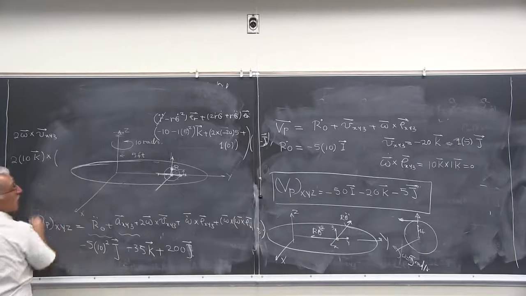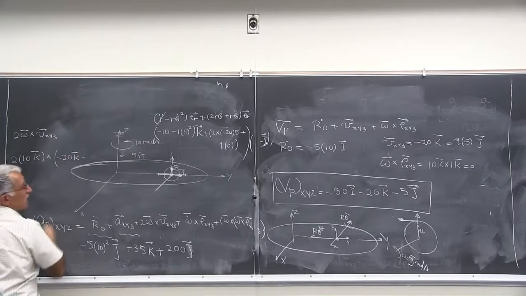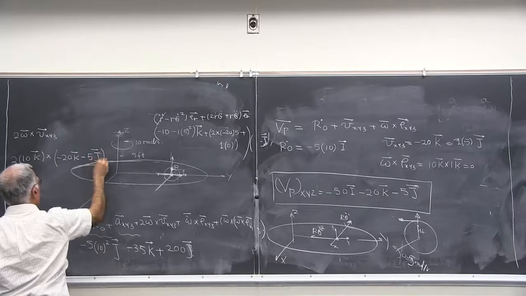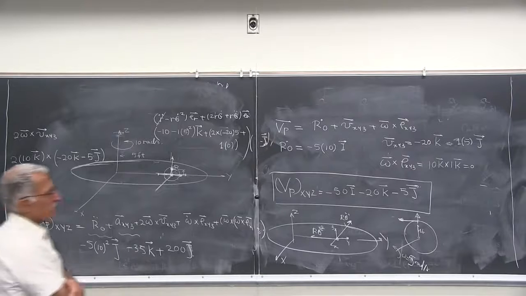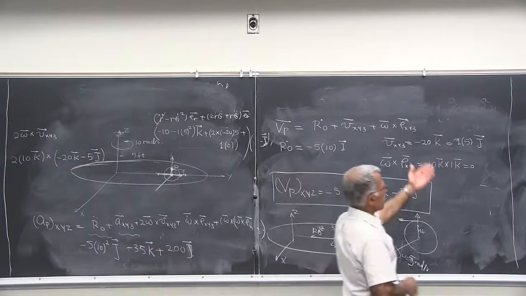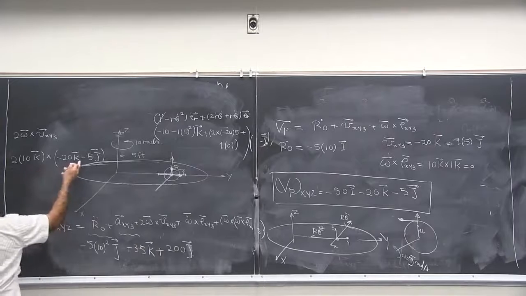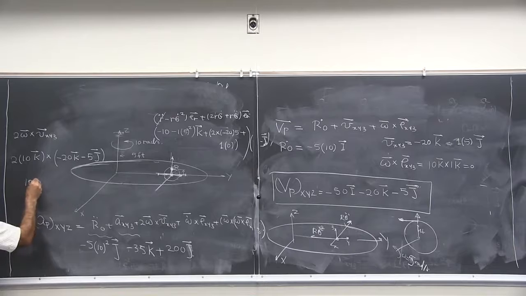So that's a 2 omega, which my auxiliary reference frame is being twisted, times vxyz, and I have vxyz from the previous calculation as minus 20k minus 5j. If you just go ahead and multiply this one, k times k, forget about it, and k times j is negative I, so that becomes 100i.